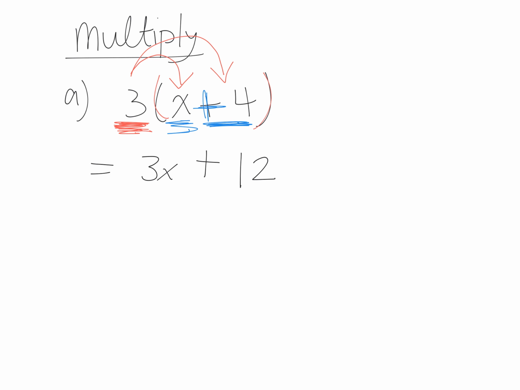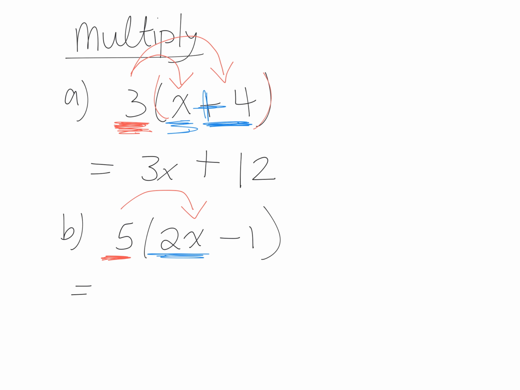All you're doing is expanding this. Instead of simplifying, where we were making it shorter, now we're making it longer, not larger. What am I multiplying it by? 2x. What's 5 times 2x? 10x. Good. Raise your hand if you got that as the first part.